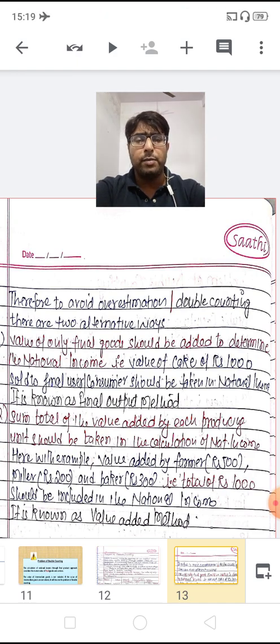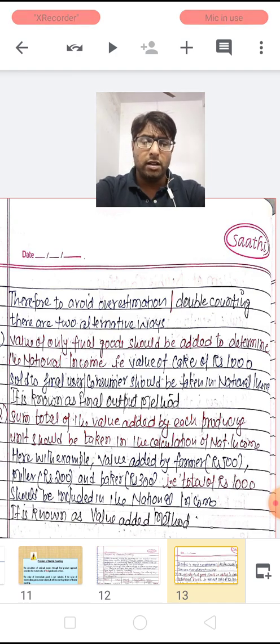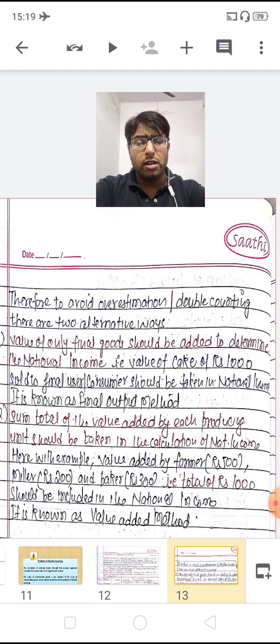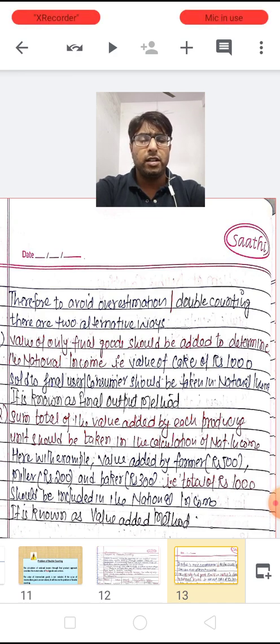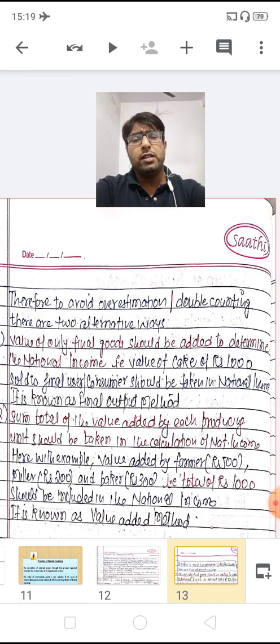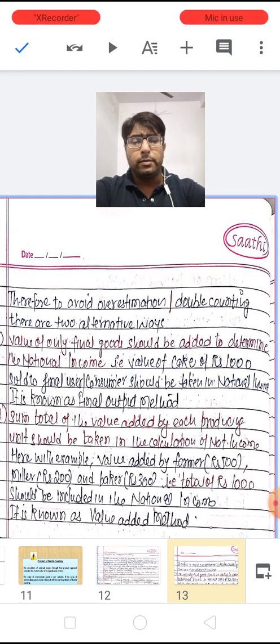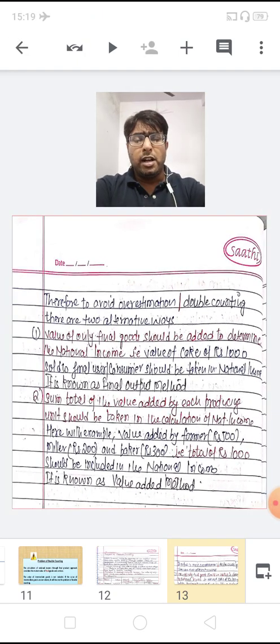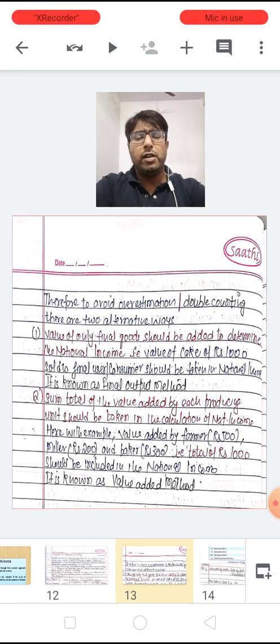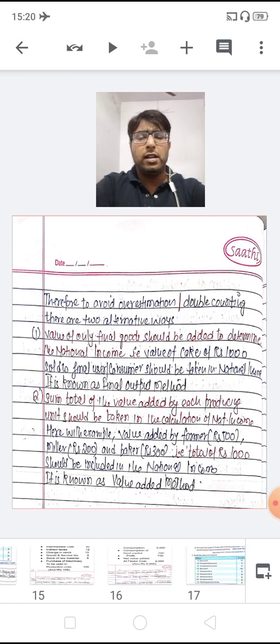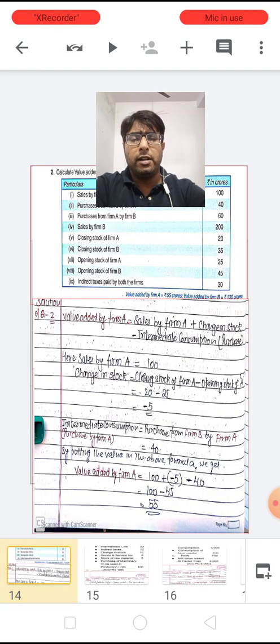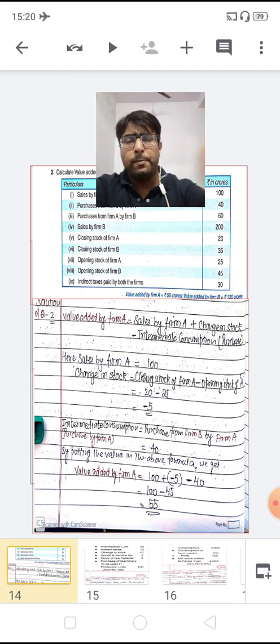Now with this example, dear children, the value added by the farmer is rupees 500, miller rupees 200 and baker rupees 300. Therefore the total of rupees 1000 should be included in estimating the national income. So it is known as the value added method. I hope with this explanation you will understand the concept of value added. Now we have certain numericals which will help you in calculating the national income.